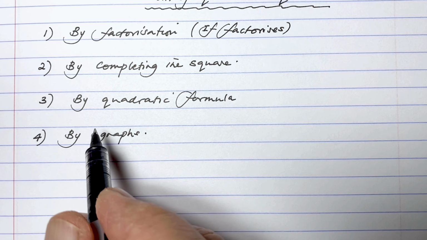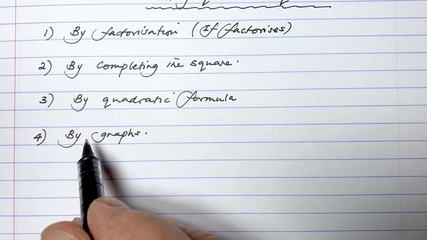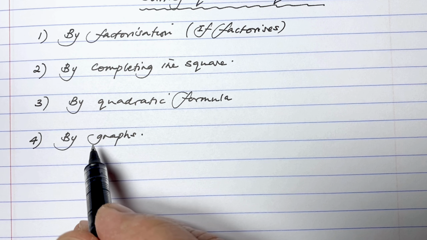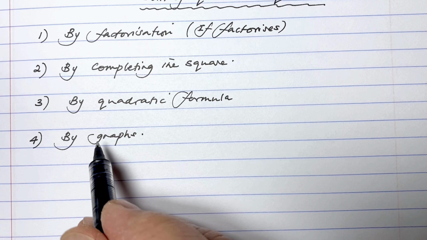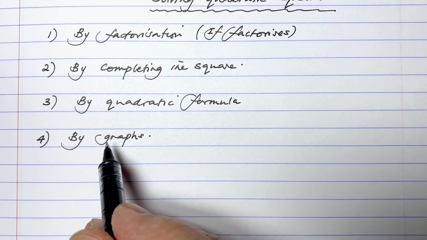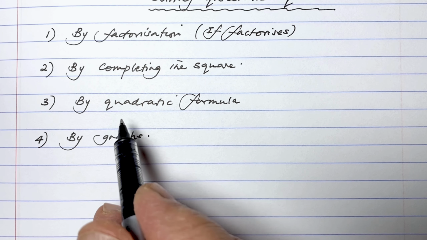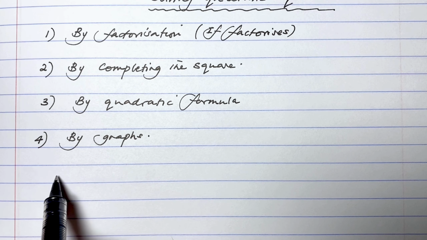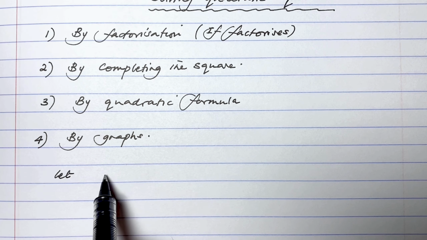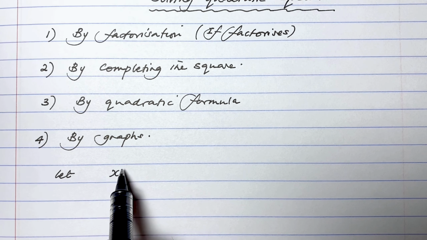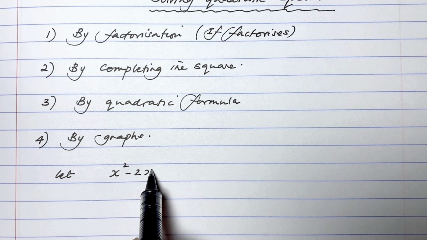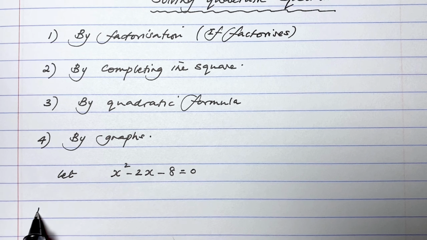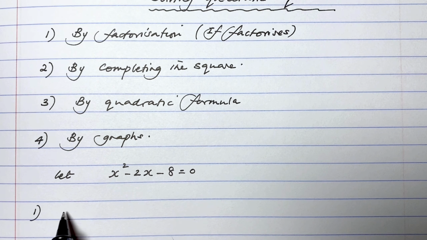To demonstrate each method, I'm going to choose a quadratic equation, a simple one, that can also be factorized, so you can see how we get the same answer using 4 different methods. So let the equation given to us be x squared minus 2x minus 8 equals 0. And I want to use factorization.